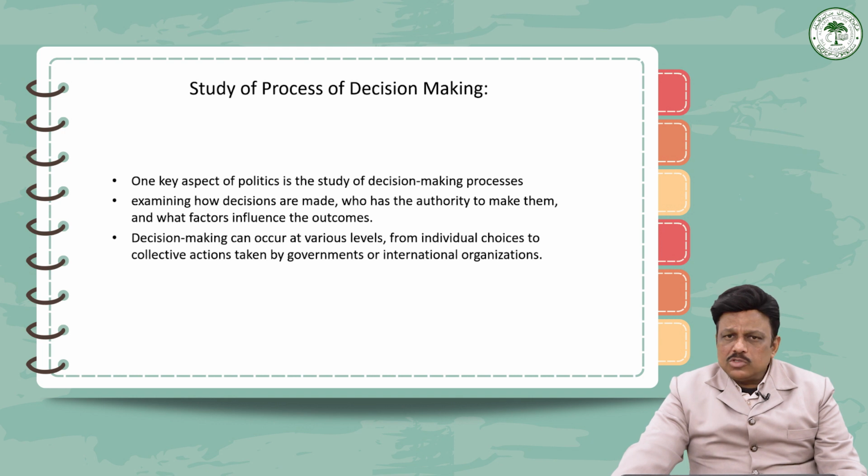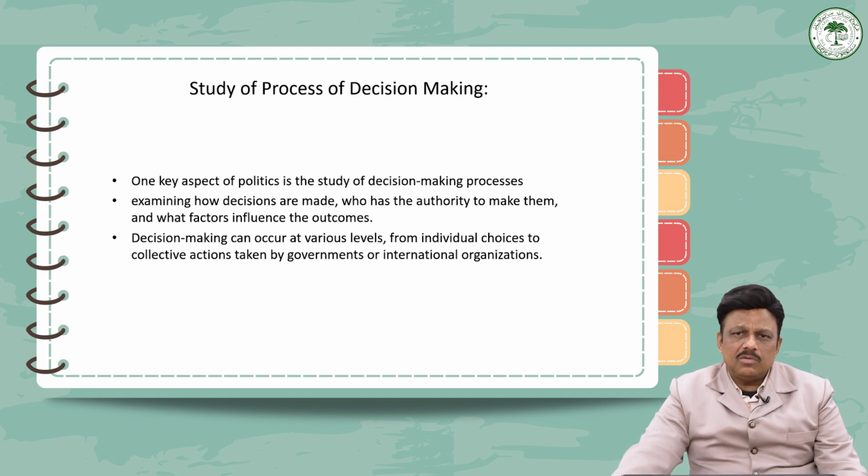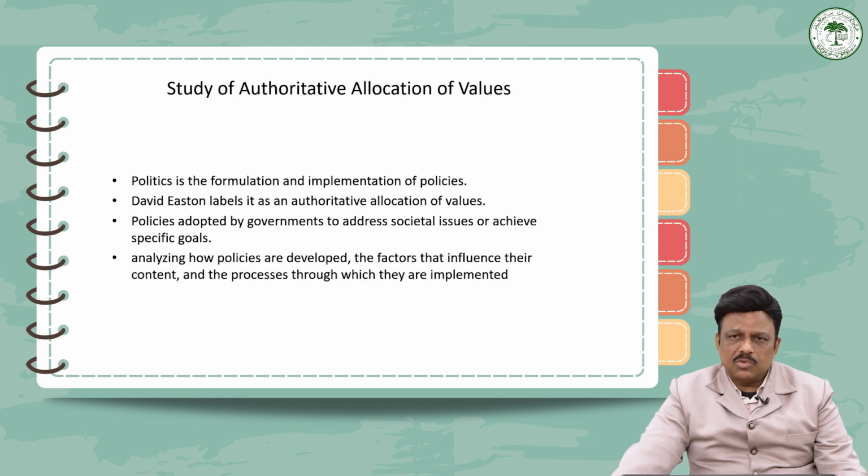Then the study of the process of decision making. Now, one key aspect of politics is the study of the decision making process. It involves examining how decisions are made, who has the authority to make them, how they come into the picture, and what factors influence the outcomes. So, decision making can occur at various levels, from individual choices to collective actions taken by governments or international organizations. So, understanding these processes is crucial for analyzing the effectiveness and legitimacy of political systems. According to William A. Welch, the central idea of studying politics in the contemporary time is to understand the decision making process. Out of all the available options and resources, whatever is considered and finally decided, and how the decisions are made, that is what is important or relevant here.